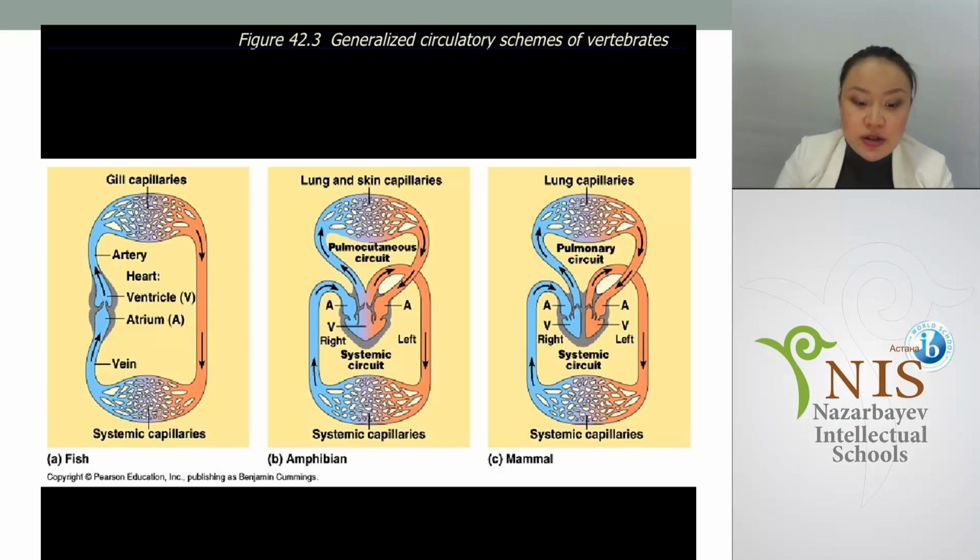Okay, look at these three pictures. A represents fish, B amphibian, and C mammal. If you look at A, the difference is in the fish heart structure: it has only two chambers, ventricle and atrium, and it has only one circulatory system. But in mammals it is different. We have two circuits and we have four chambers.